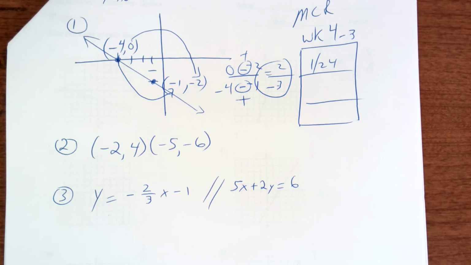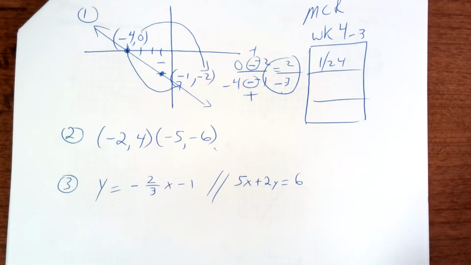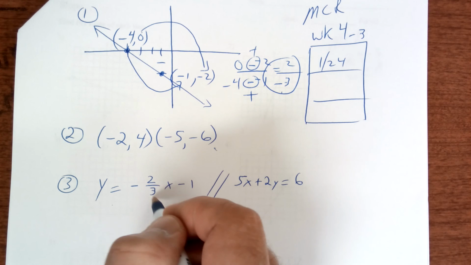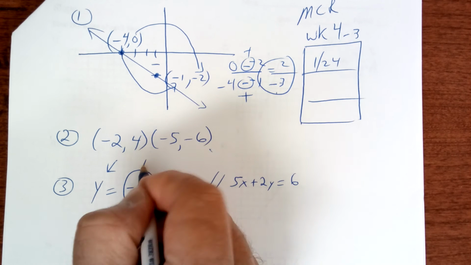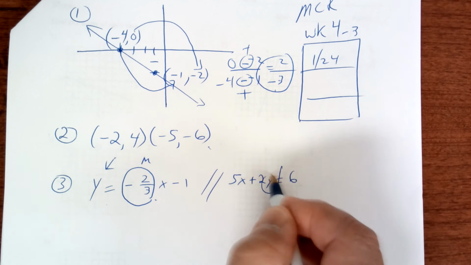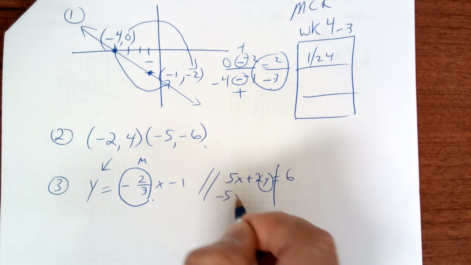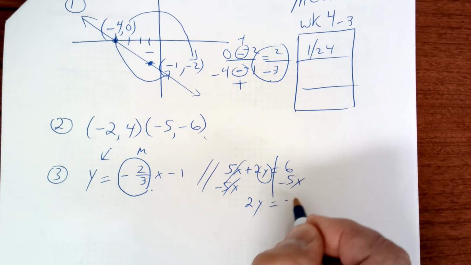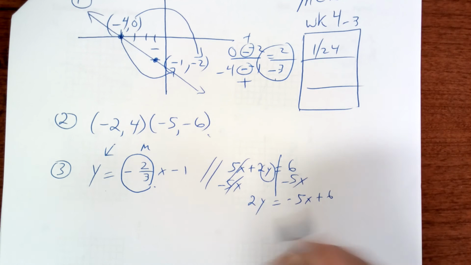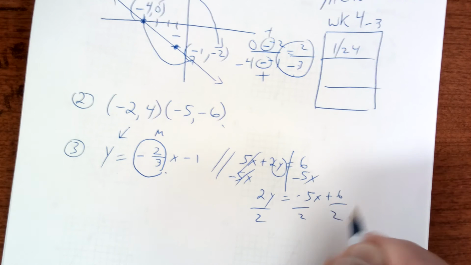This one works the same way as that. Y is at the top. This one is already y equals, so your slope is right here. This one you have to solve this equation for y by subtracting 5x and then dividing by 2. And then when you divide by 2, you're not worried about anything but this. That's your slope.